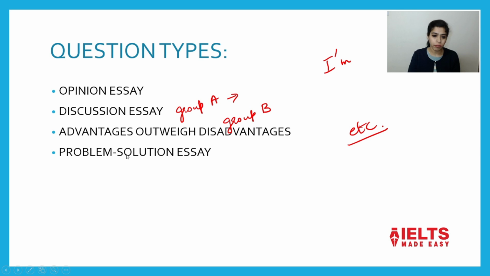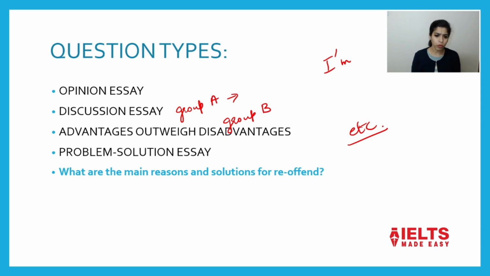Coming to the fourth one, which is problem solution essay. So an example, what are the main reasons and solutions for reoffend? So the problem is reoffend. What are the main reasons for reoffend? Why are the criminals committing crime again? What are the main reasons and solutions for the same? So firstly you are going to state the reasons, then solution. It can be what are the main causes and solutions. It can be what are the problems associated with this and how can we solve it. So this is a problem solution essay.